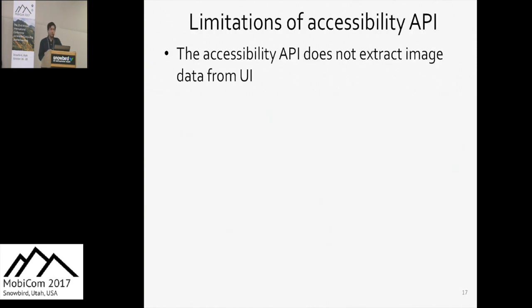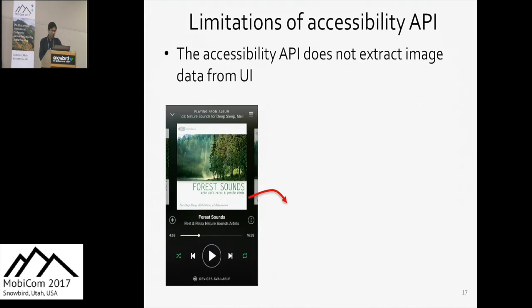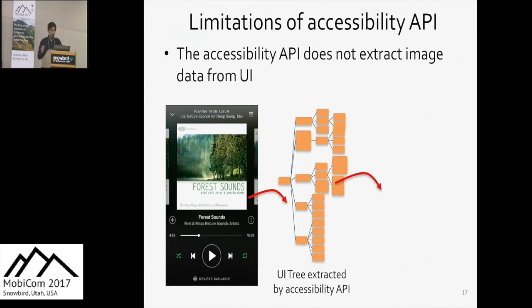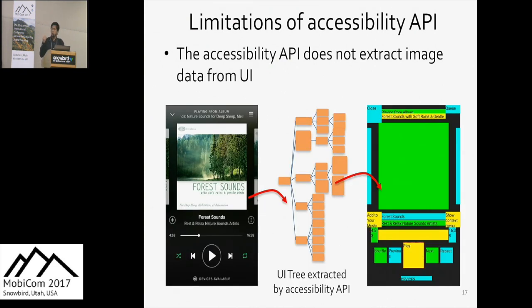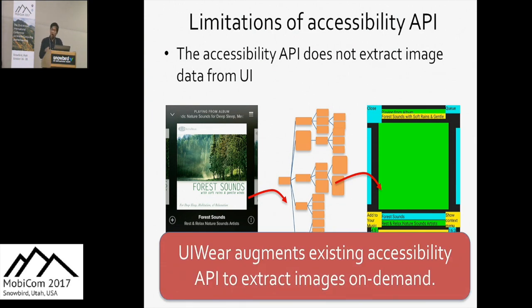However, it is not enough to just use this, because the Accessibility API does not extract image data from the UI. Like in this example, we already extracted the UI tree, but we want to render it elsewhere on the screen. Apparently, the image data is missing. So what do we do about this? UIWear augments the existing Accessibility API to extract image data on demand. But in the interest of time, I'm going to skip this augmentation, but all the details are in the paper.